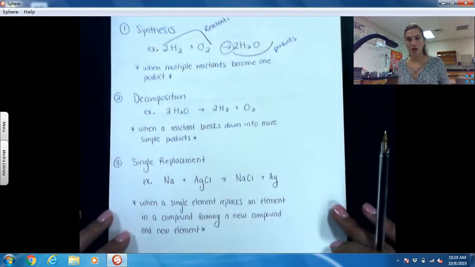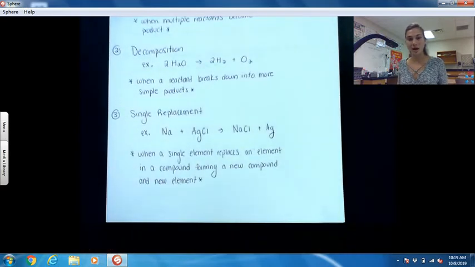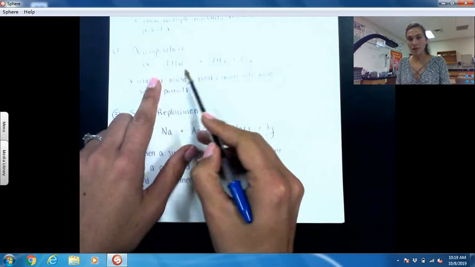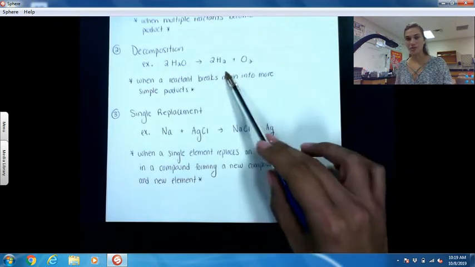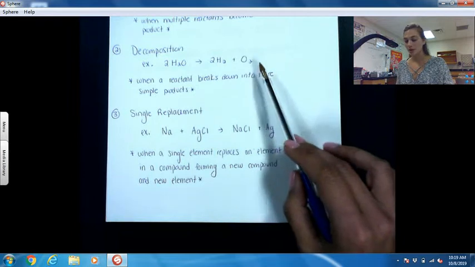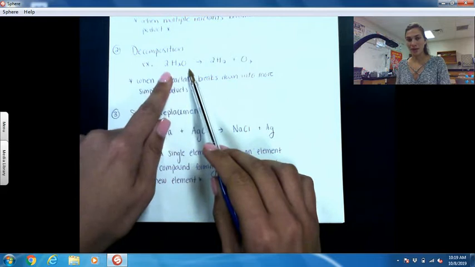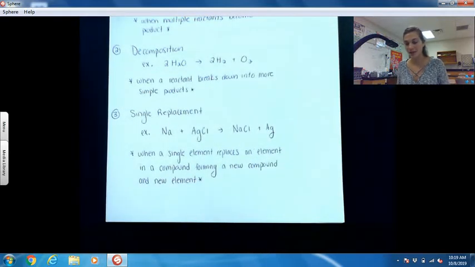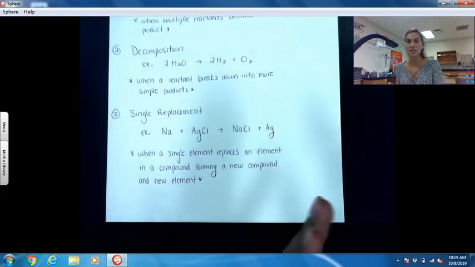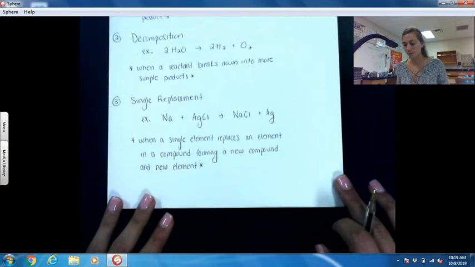Our next type of reaction is decomposition, and it's actually the exact opposite. We have one reactant that breaks down into multiple products. So we have a more complicated reactant that breaks down into simplified products. That is a decomposition reaction. It's decomposing. Okay. Then we have a single replacement reaction.